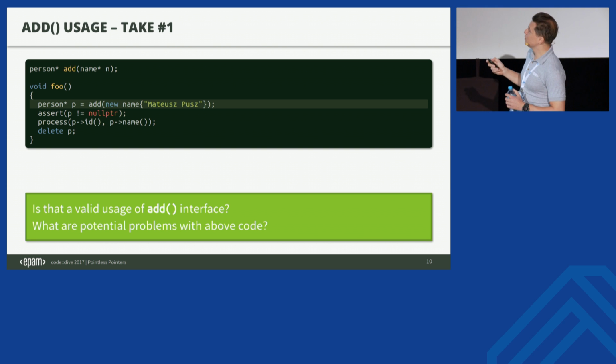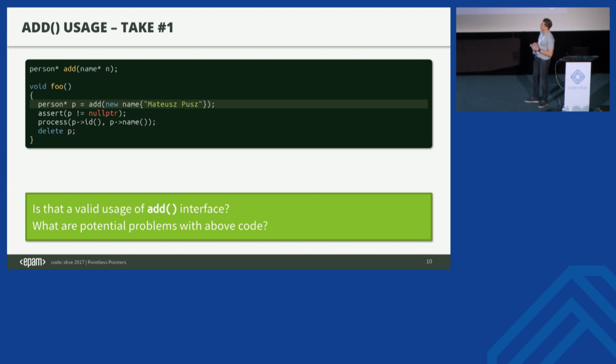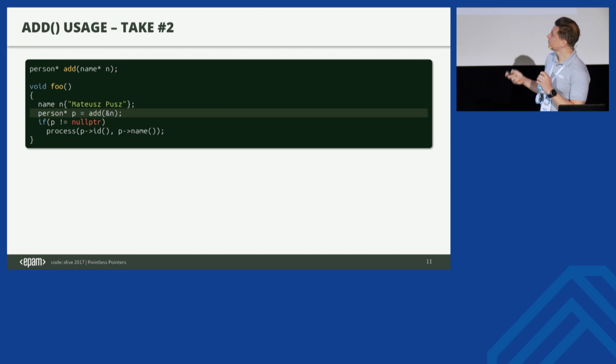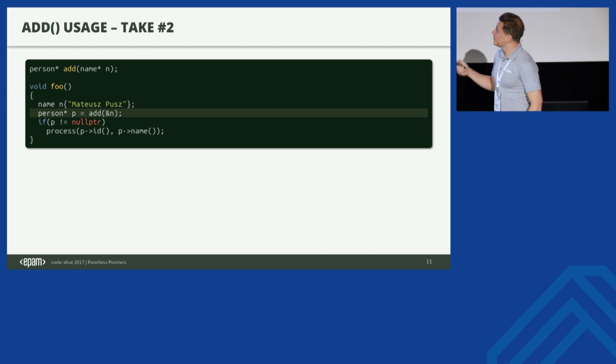As you said, there is no information about the ownership, yes? So basically, potentially we have a leak of this name object. And potentially we have a double delete. Yeah, exactly. Or a delete of something located on the stack somewhere. Okay, this is another case.